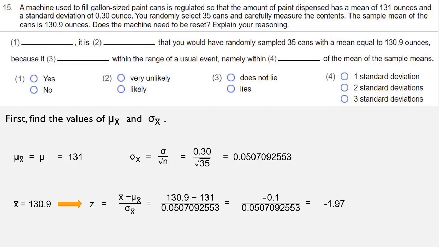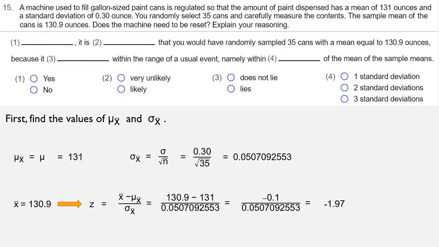Now remember, how did we quantify being a usual event? One way was by looking at the percentage and saying, if a probability is less than 5%, it's unusual. The other way was by looking at the number of standard deviations away from the mean that particular value was. And we said that anything within 2 standard deviations is a normal, typical value. It's not unusual. To be unusual, you would have to be outside of 2 standard deviations from the mean.